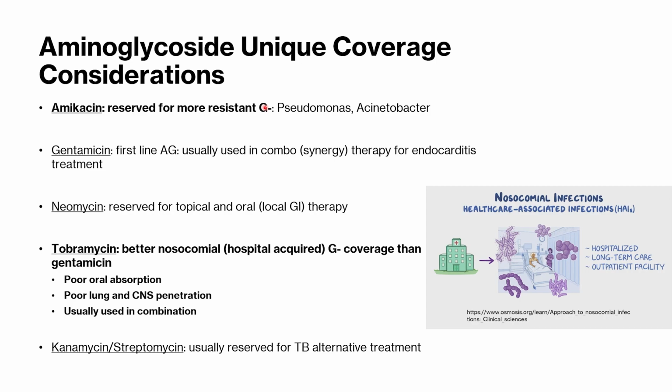But the problem is it has poor oral absorption. And it's got poor lung penetration, poor CNS penetration. So it's usually used in combination. This is why we have the inhaler for tobramycin. Since it has poor lung penetration, you can just inhale it, and then it gets there very easily. And then kanamycin and streptomycin are usually reserved for alternative tuberculosis treatment.